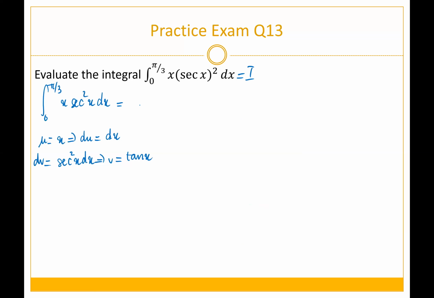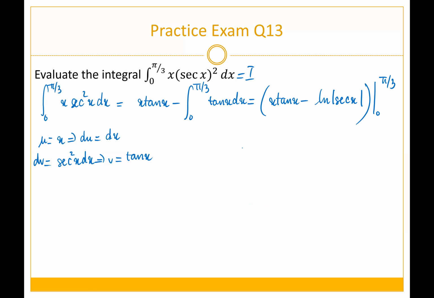So this part is going to give us x tangent x minus the integral from 0 to pi over 3 of tangent x dx. In this case, we just need to know the antiderivative of tangent x, which is ln of the absolute value of secant, going from 0 to pi over 3. The challenging part here is remembering that the integral of tangent is ln of secant. So now we have, let's see.